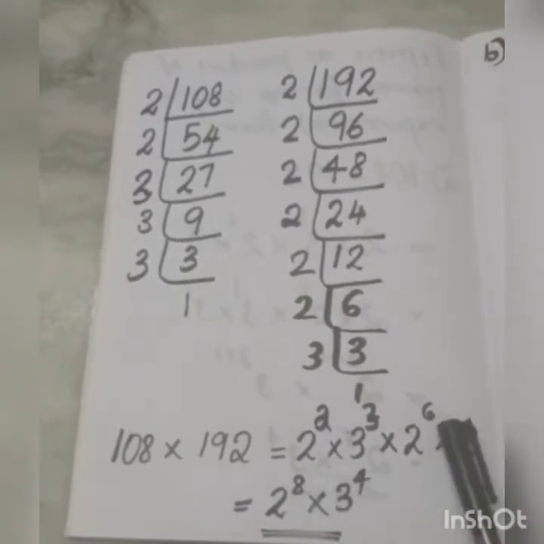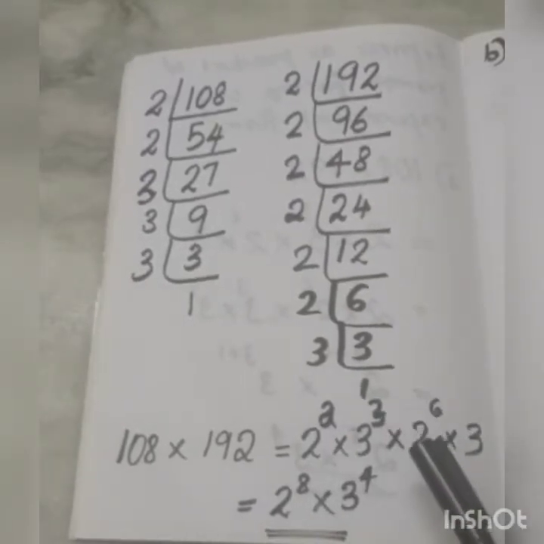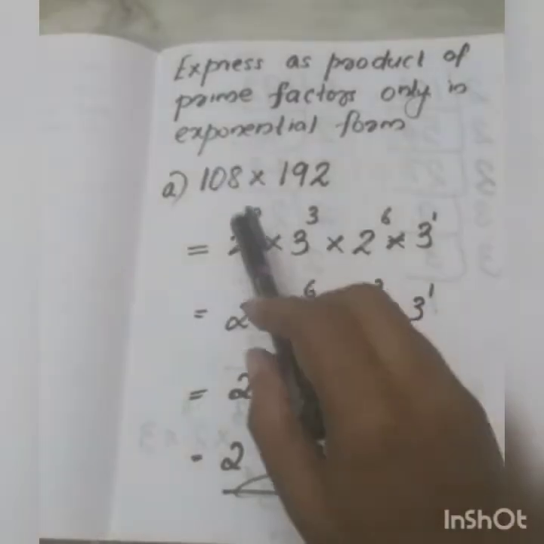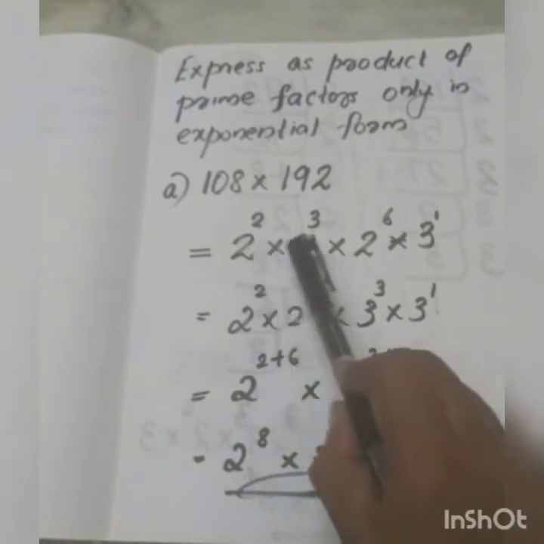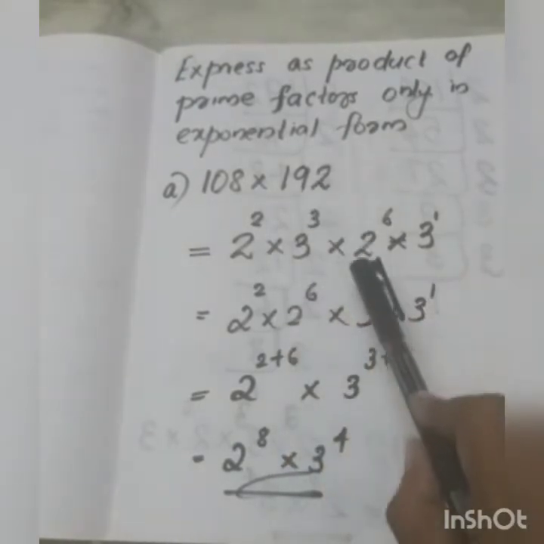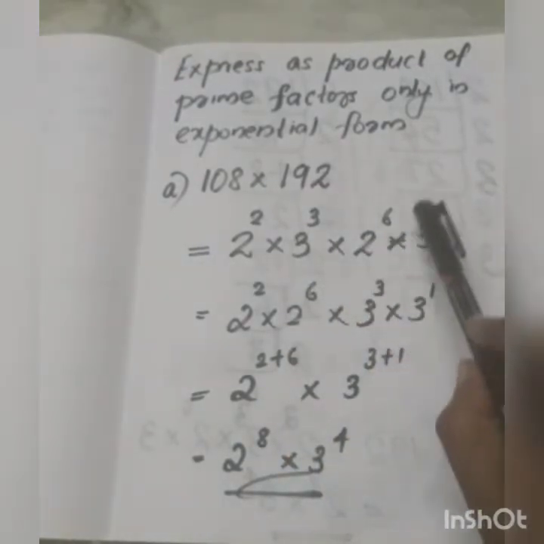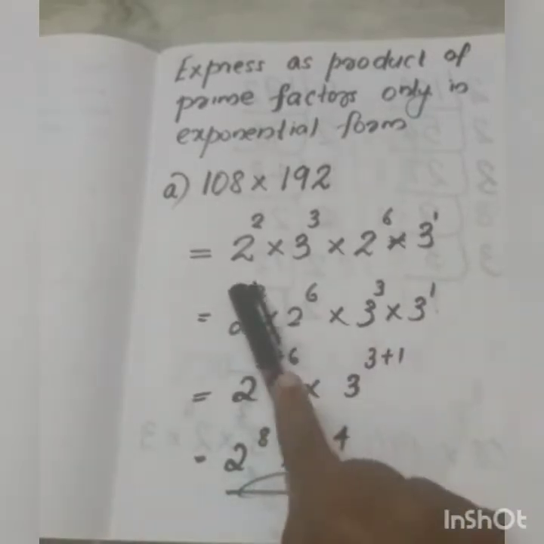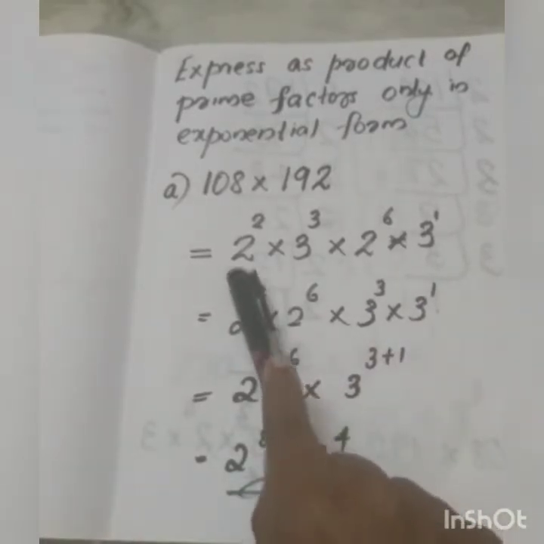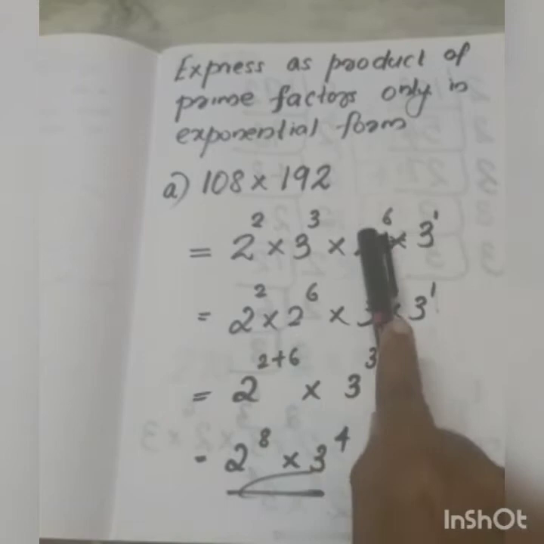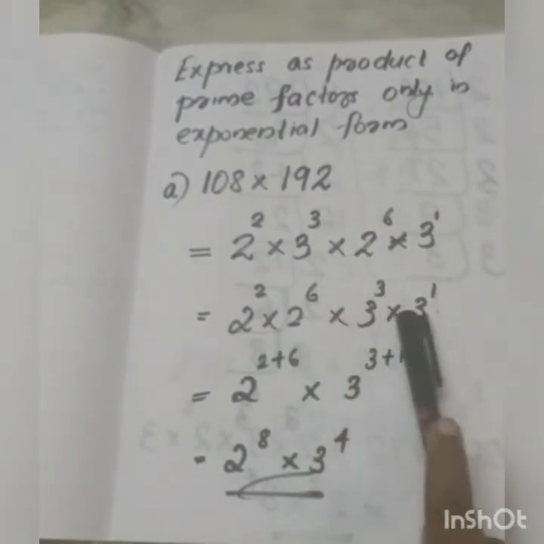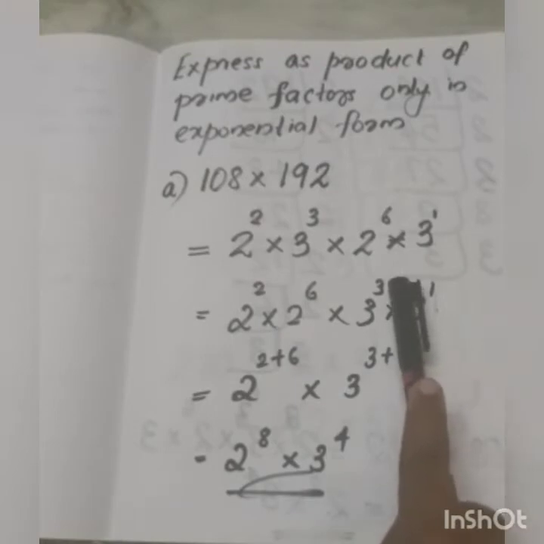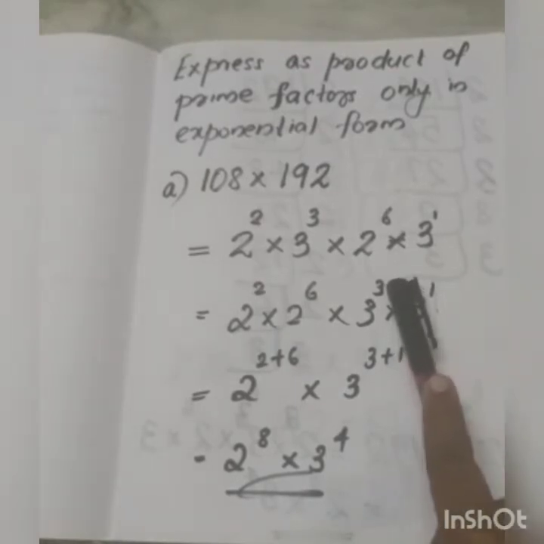Now we can apply the law. What law can we apply here? We are expressing 108 as 2 square into 3 cube, and 192 as 2 raised to 6 into 3 raised to 1. Now I am writing first the numbers with the same base, that is 2 square and 2 raised to 6. Then 3 cube and 3 raised to 1. Now we can apply the law of multiplying exponents with the same base.